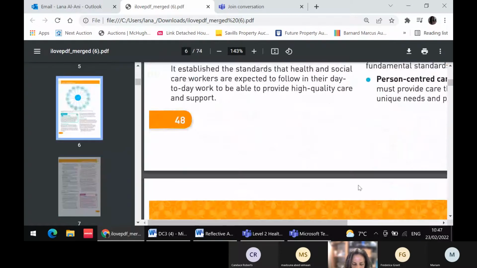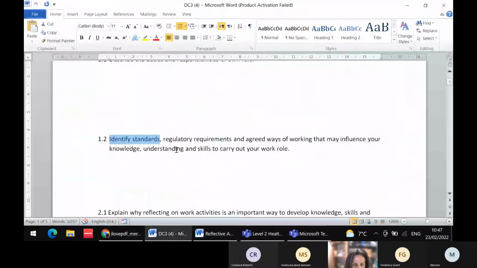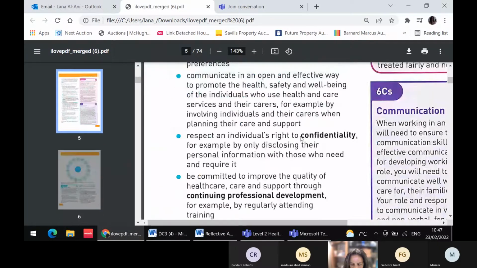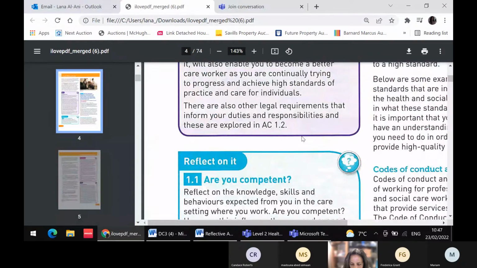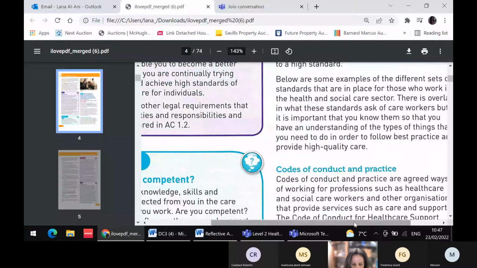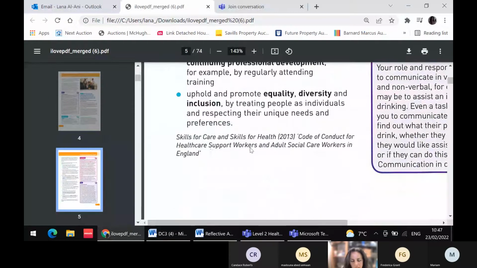So now, if you were going to answer this question, which is 1.2, identify standards, these are the standards we just talked about. Let me go back to the beginning. The first one is the code of conduct, and you need to talk about it as we spoke. You put all these points, and you don't need to write everything, just write whatever you understood from our session. Read the book and put in your notes as well.